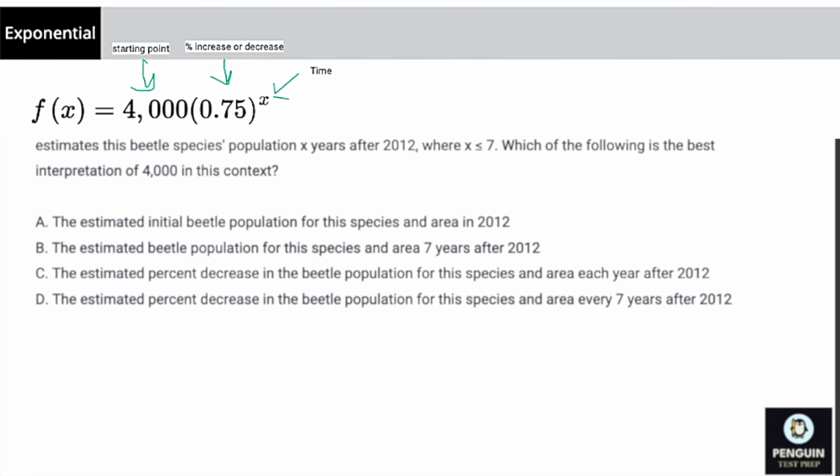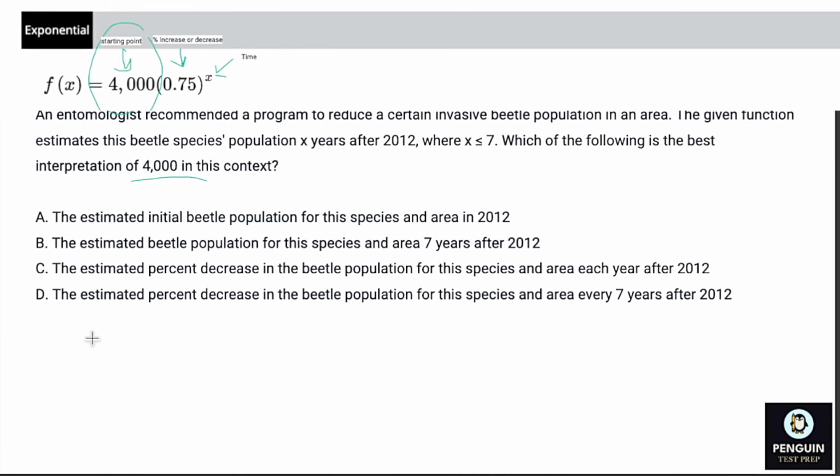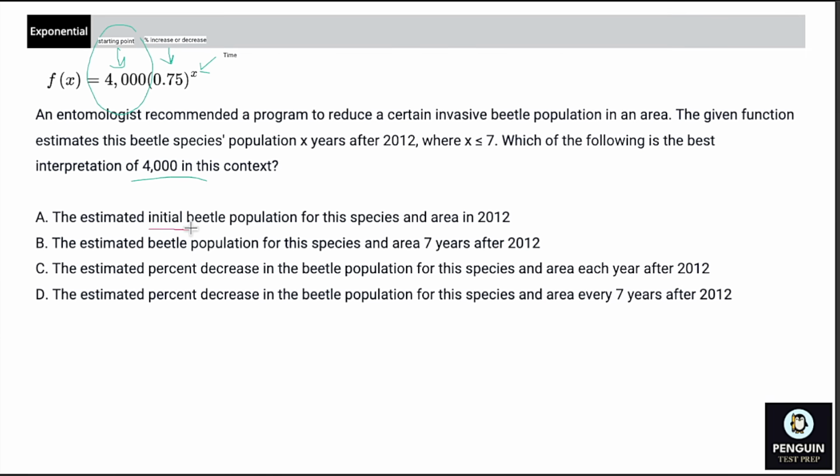So here, they're asking us to interpret 4,000. We know that 4,000 is a starting point. So let's get rid of any answers that do not look like a starting point. Initial population would be a starting point. 7 years after 2012 would not be a starting point. A percent decrease would be what's supposed to be in parentheses, so no. And D, same issue. Our answer is choice A.